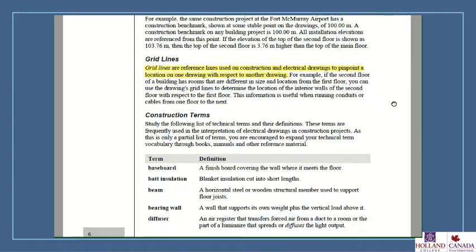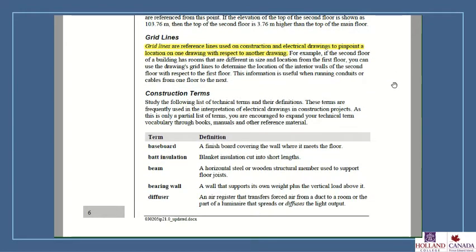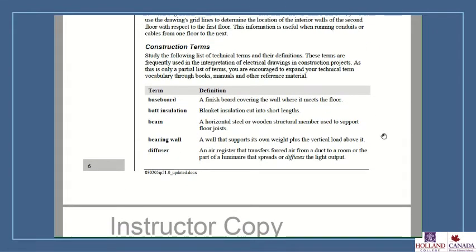Term 2, grid lines. Grid lines are reference lines used on construction and electrical drawings to pinpoint a location on one drawing with respect to another drawing. Study the following list of technical terms and their definitions.